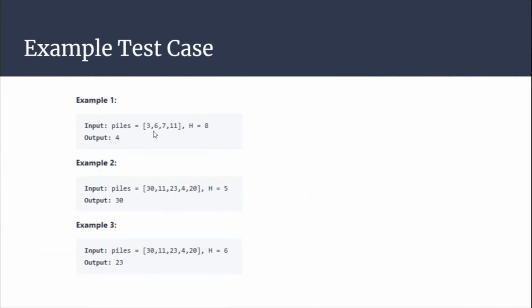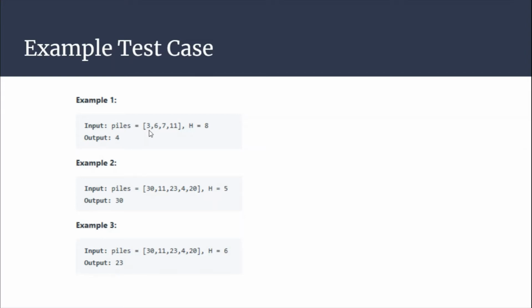Now here you can see this is the size of each pile. Now h is equal to 8, that means we have 8 hours to finish all of the bananas. Now if I keep the speed 6, it will take 1 hour to finish the first pile, because the size of the first pile is 3. My speed is eating 6 bananas per hour, so of course I'll finish eating the first pile in less than 1 hour.